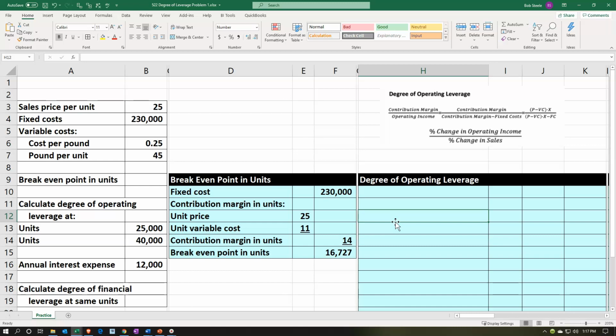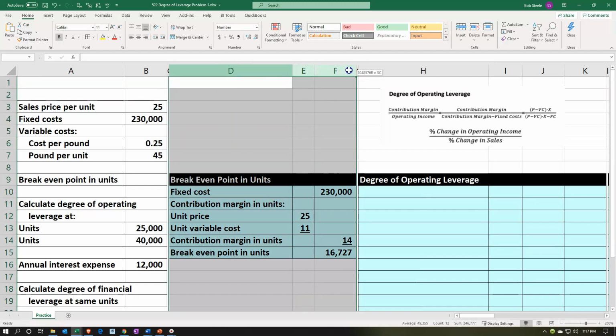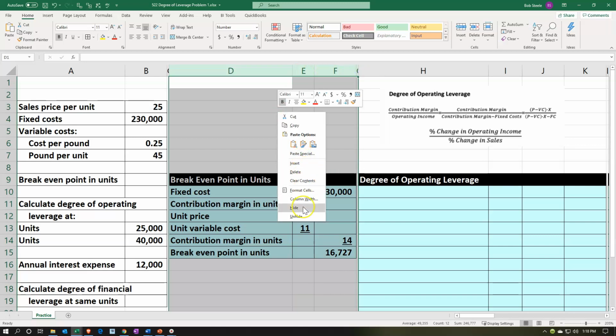Let's start off with the operating leverage. Let's go ahead and hide some cells to do this. Let's hide the break-even point at this point. Let's hide from D to G. So let's go from D to G, D, E, F, G, and then right-click on the selected area and hide it.